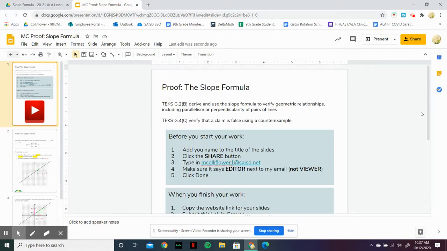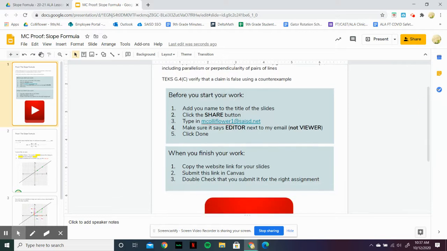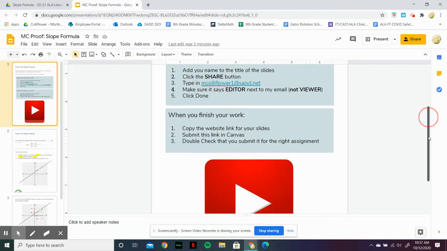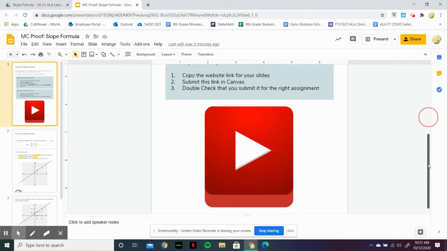As always, before you start your work, make sure you add your name to the title of the slides. Here, click the share button and share it with me as an editor. When you're done, you're going to submit the website link into Canvas. Make sure you have the right assignment.